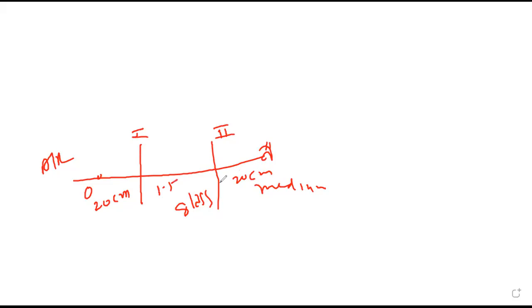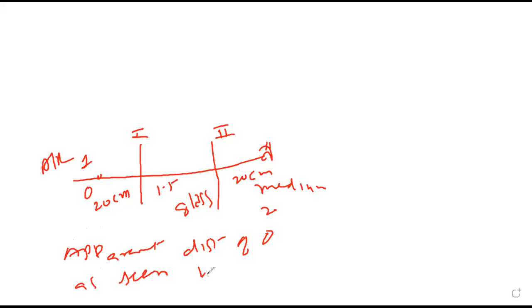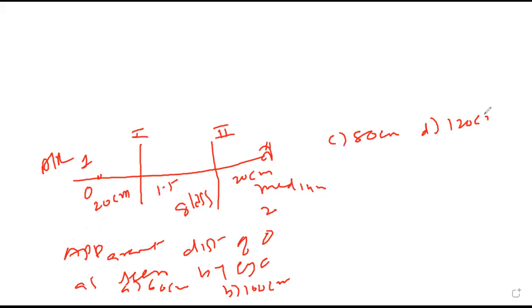Refractive index here is 1.5. This refractive index is 2. Here air is 1. So the question is: the apparent distance of O as seen by I is, option A 60 centimeter, B option 100 centimeter, C option 80 centimeter, and D option 120 centimeter. First you all take 2 minutes, try, and then I'm explaining.